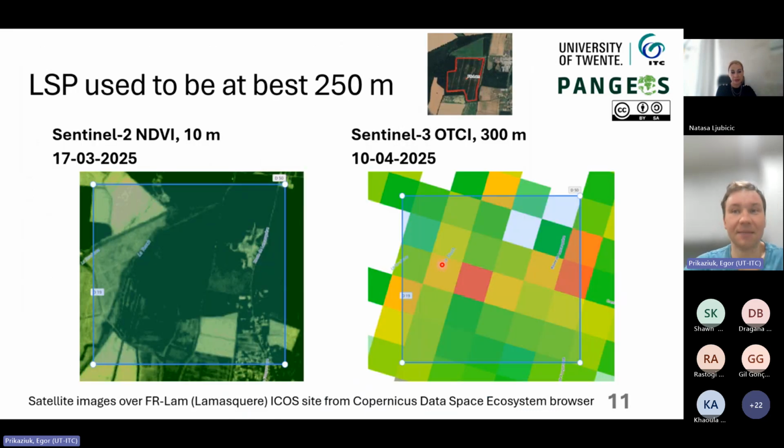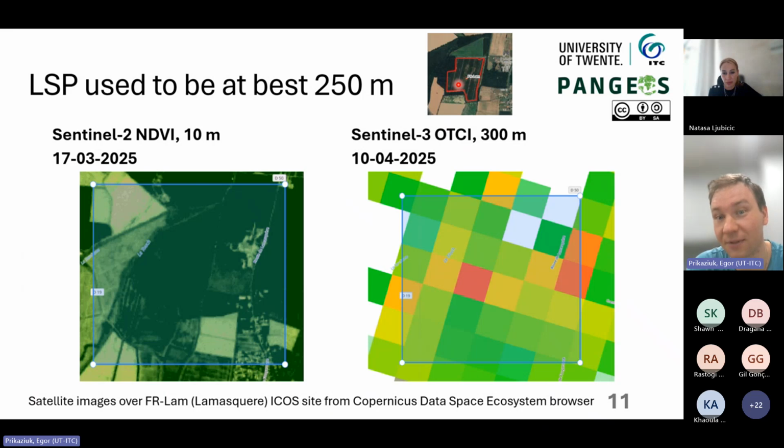And why this study emerged is because before Copernicus launched 10-meter phenology, there were only 300-meter phenology. If we look at the field, this is one of the first sites of this study, the Lamasquer site in France. Here we can see the field is here. And here at 300 meter, we cannot see the field.